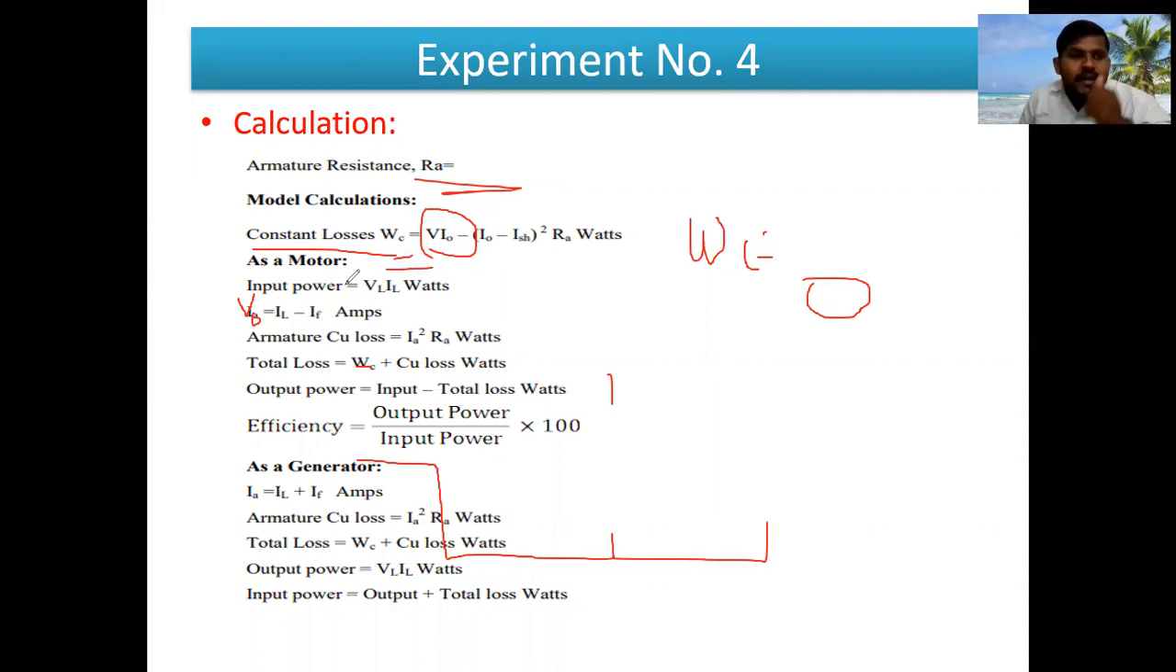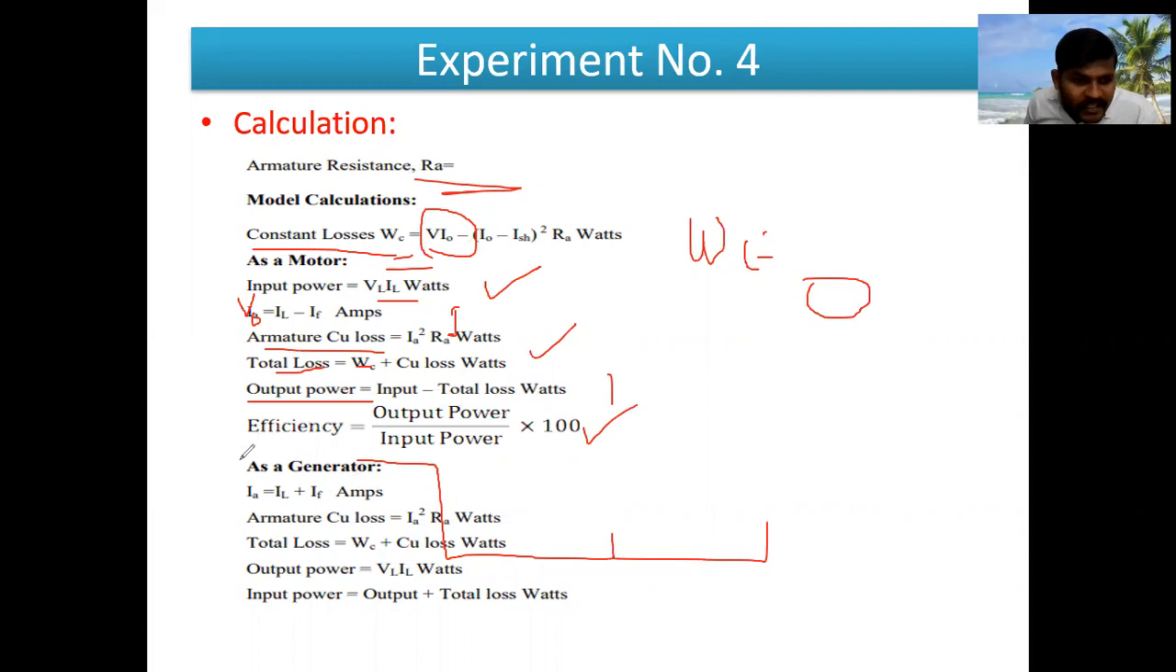When the machine is running as a motor, input power is equal to VL into IL. After that we calculate the armature current IA. Then we calculate the armature copper loss IA square RA, and then the total losses. Total losses calculate करतो आपण WC plus copper losses. According to this, we know the input power and the total losses. त्याच्यावरून आपण आउटपुट पॉवर कॅल्क्युलेट करू शकतो. आउटपुट पॉवर इज इक्वल्स टू इनपुट मायनस टोटल लॉस. And once the output power is calculated, we are able to calculate the efficiency.